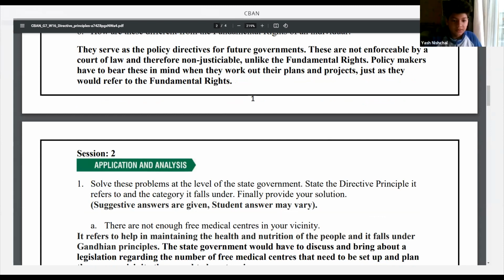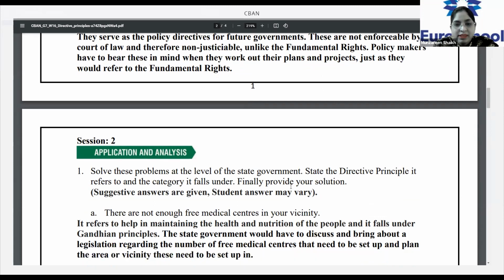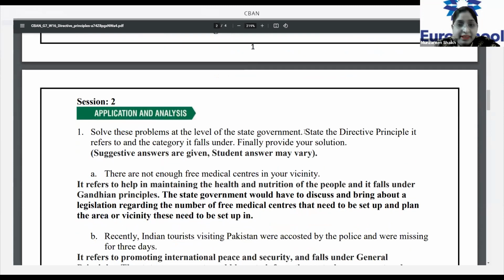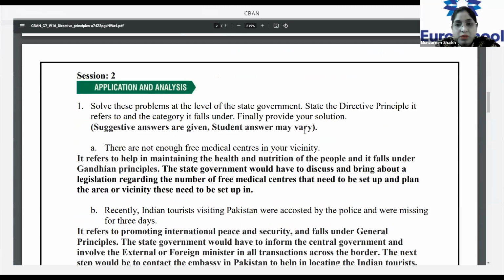Yes, ma'am, understood. Okay. Now, this is the most interesting part of your course book question answers. You will all enjoy doing this. Here, a problem is given. You will have to understand the problem and tell me which category of principles this particular problem comes under.